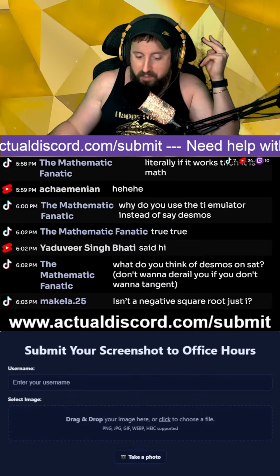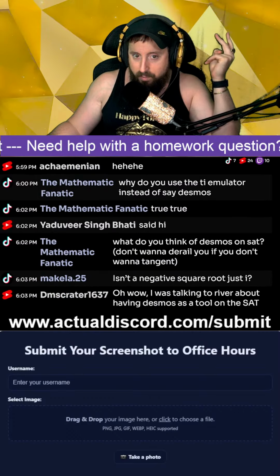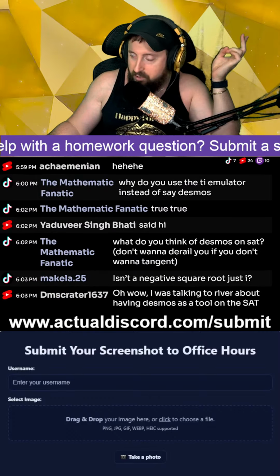Make, you are correct that the negative square root is i. The issue is that in physics, when talking about the velocity of something, I don't want the velocity to be imaginary.